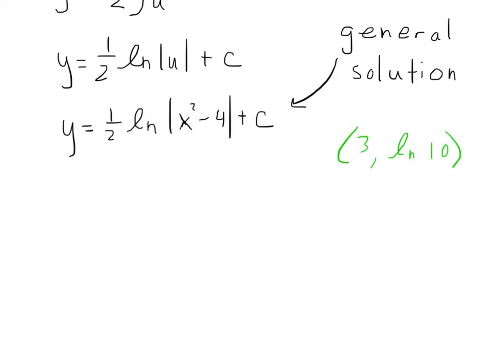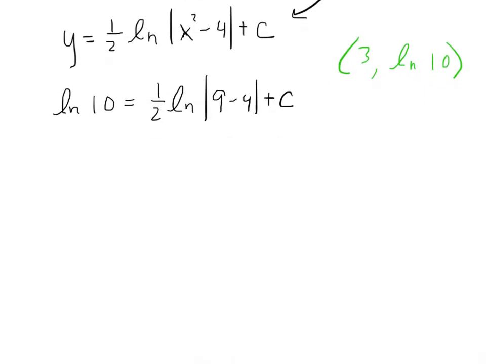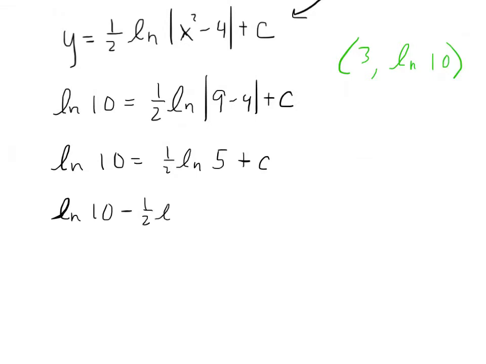So let's see here. I'm going to have my ln 10 on this side equals 1/2 the natural log of 9 minus 4 plus c. And note, my only goal here is to find that value of c. So this is ln 10 equals 1/2 ln 5 plus c. So if I want to find c, I'll have to move that thing over. This is ln 10 minus 1/2 ln 5 equals c. And so technically that's the value of c.